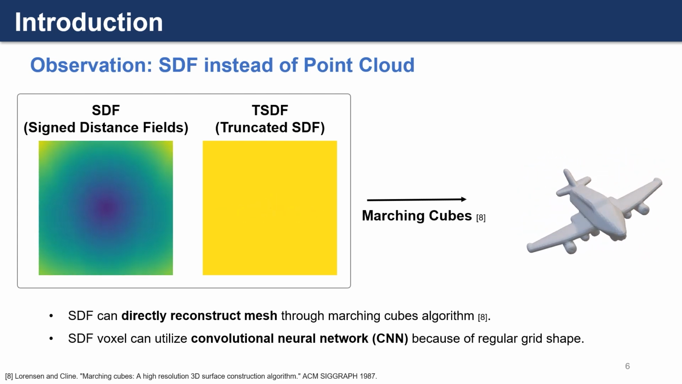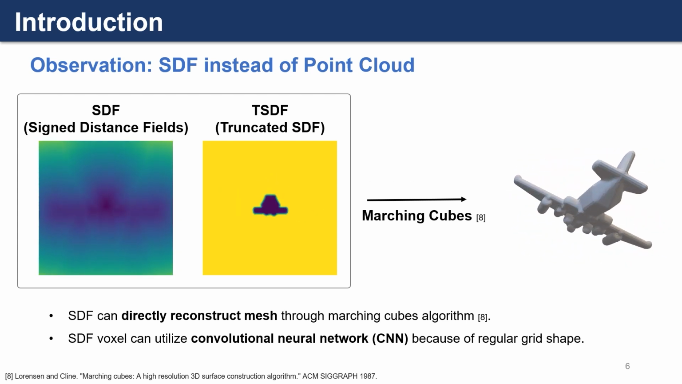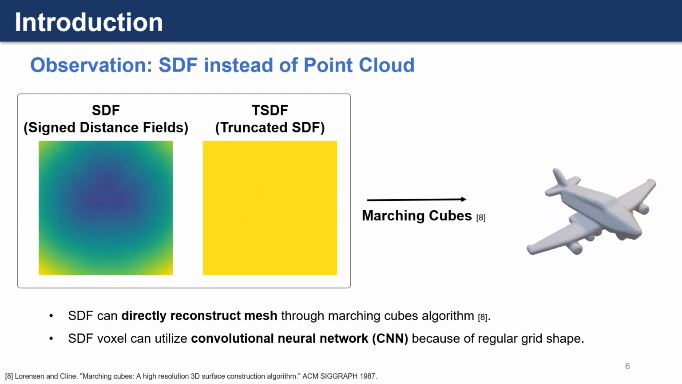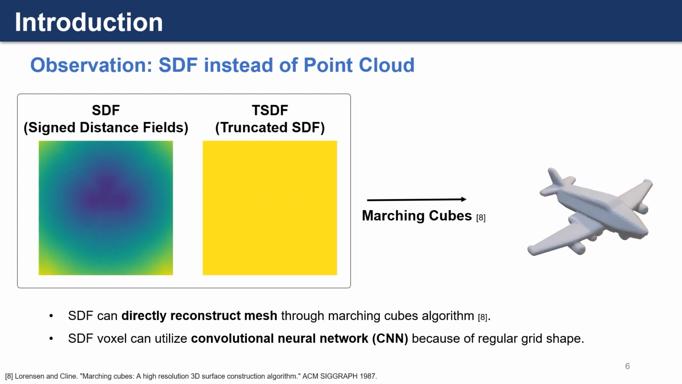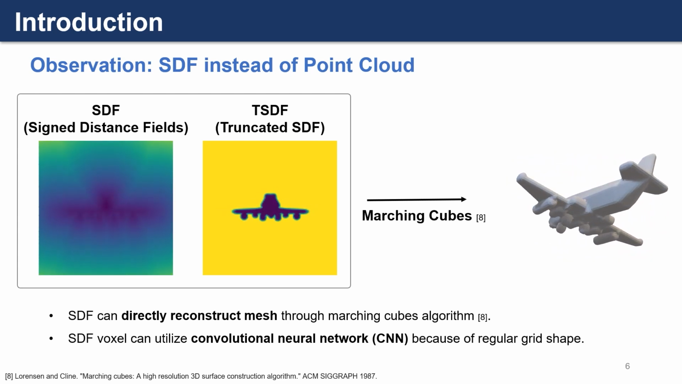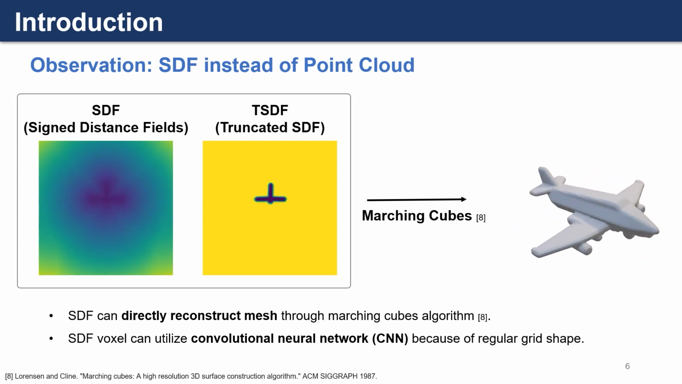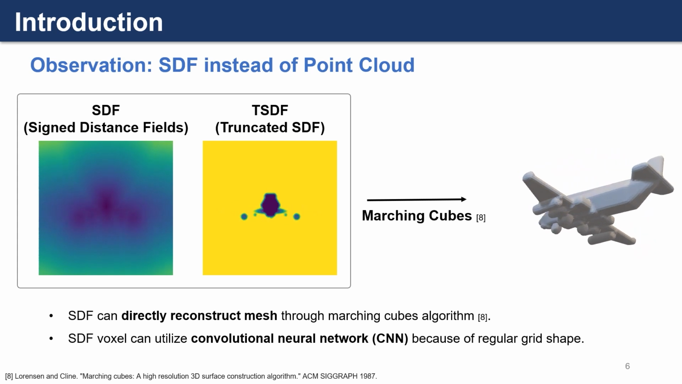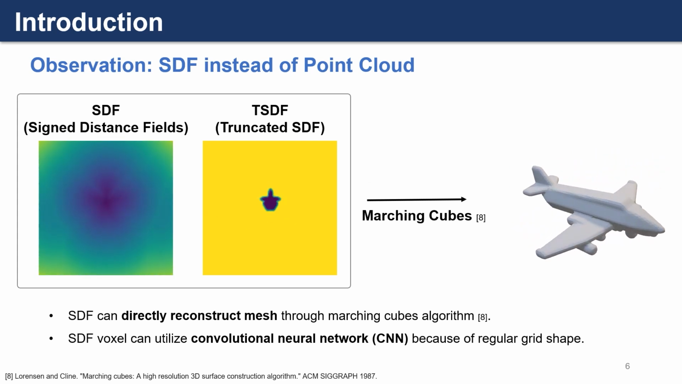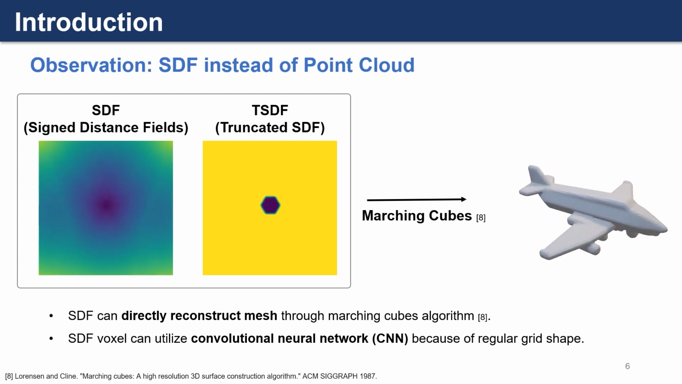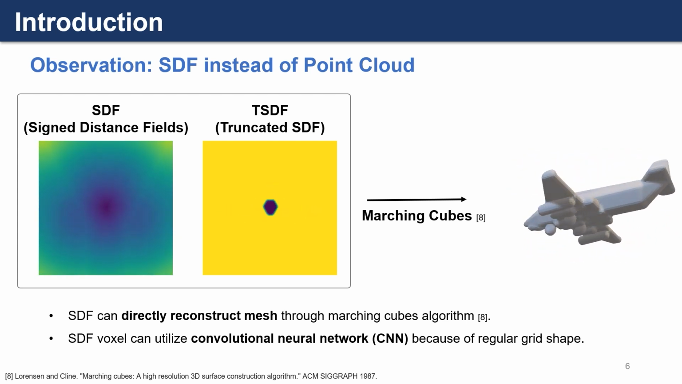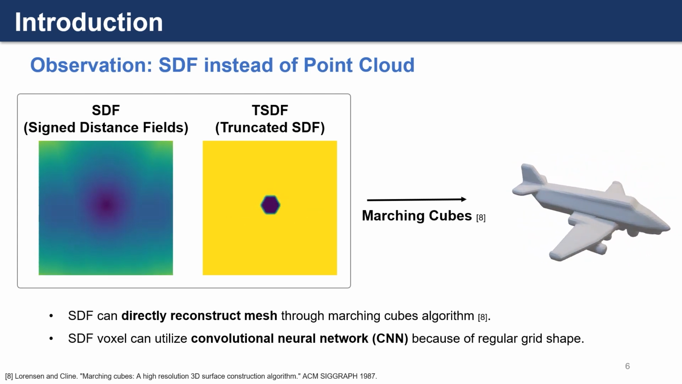Voxel-shaped SDF has several advantages over point cloud. As you can see in the figure, the SDF can be converted into mesh simply using Marching Cubes algorithm. And it can utilize power of convolutional neural network. In addition, in all of our experiments, we use TSDF instead of SDF by clipping SDF values to reduce unimportant information. And the right figure is the reconstructed mesh from the voxel-shaped TSDF.